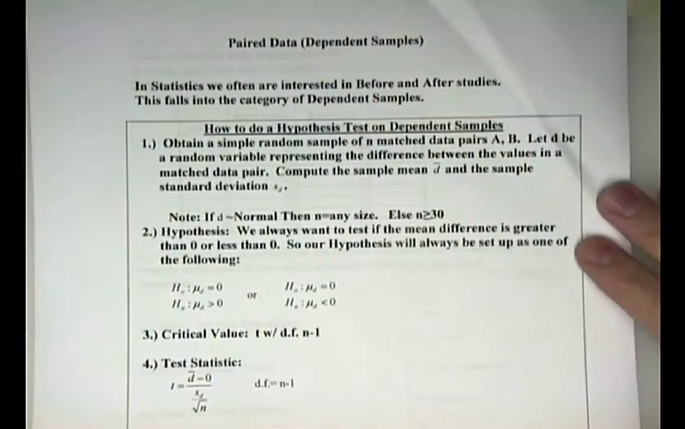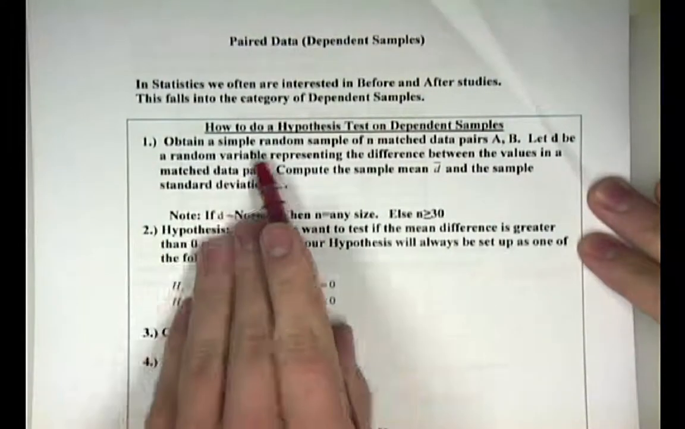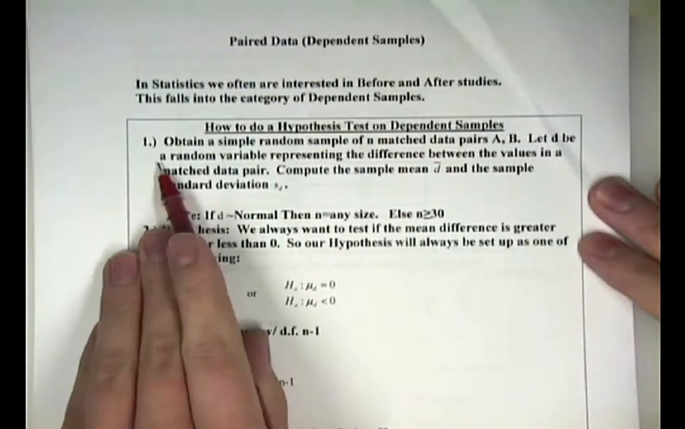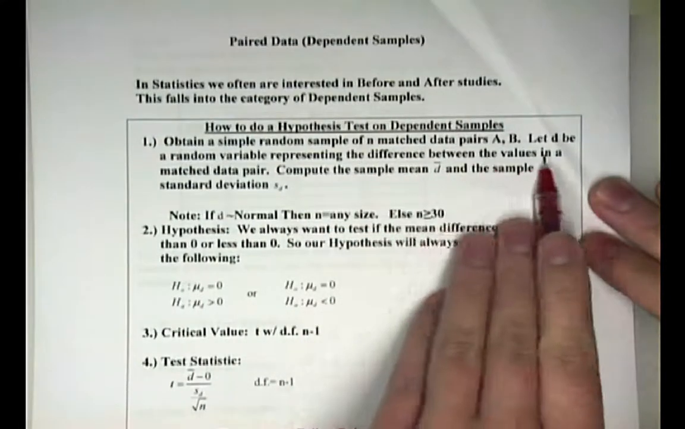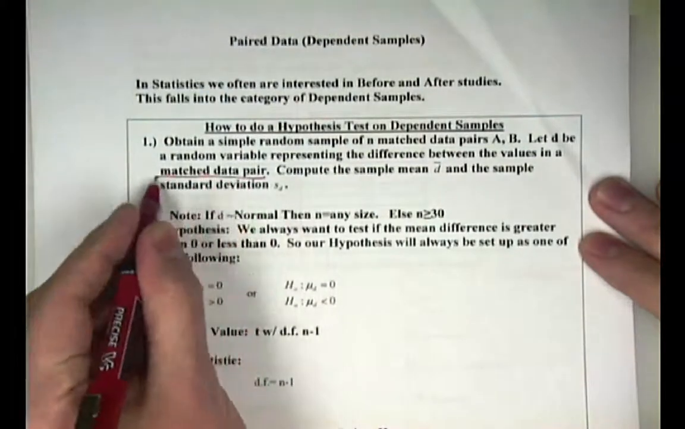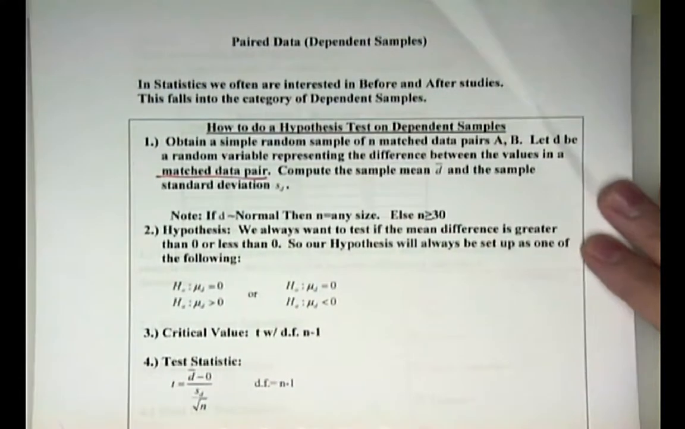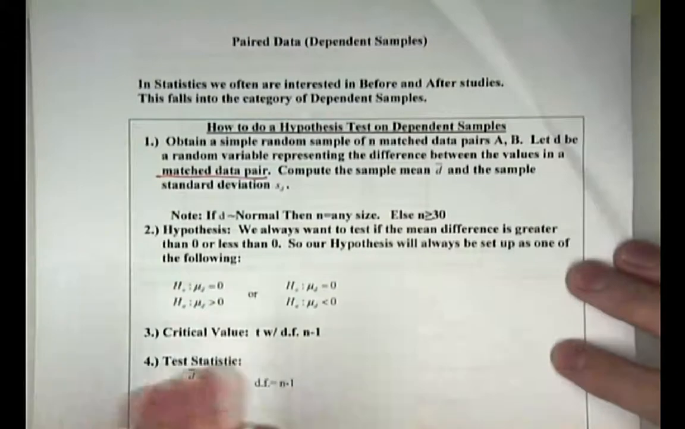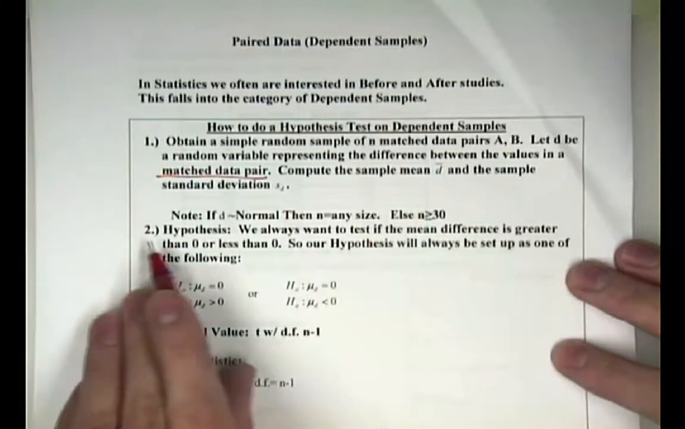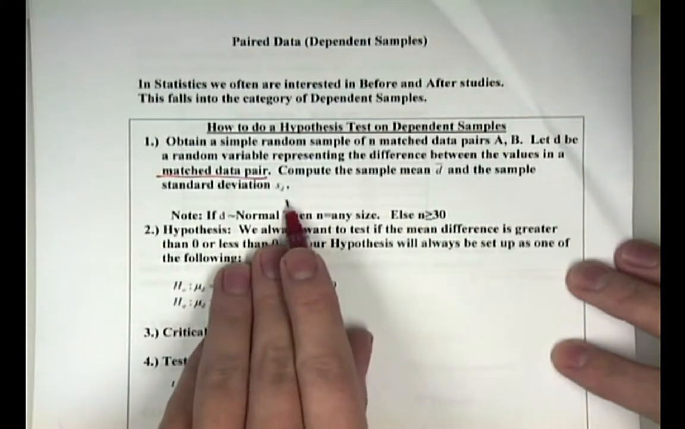it's important to note that we obtain a simple random sample of n matched data pairs A and B. Let D be the random variable representing the difference between the values in the matched data pair. So the important thing is that it's a matched data pair. So when I think of matched data pairs or dependent samples, I think of before and after studies because you have the patient before you administer the drug or experiment, and then you see the results afterwards, and it's the same patient. Okay? So what we do is we compute a sample mean for the differences, d bar, and a sample standard deviation, again for the differences.